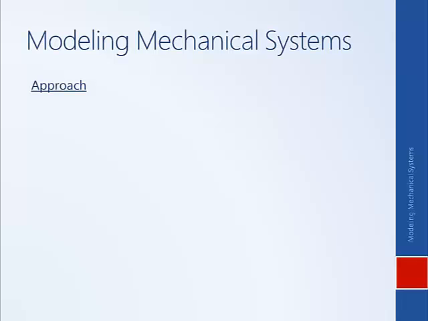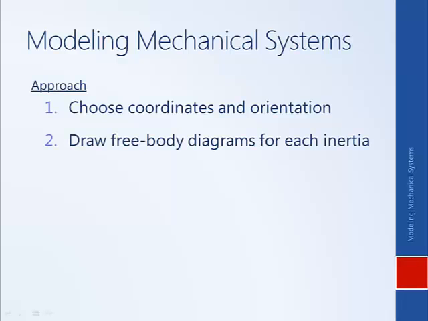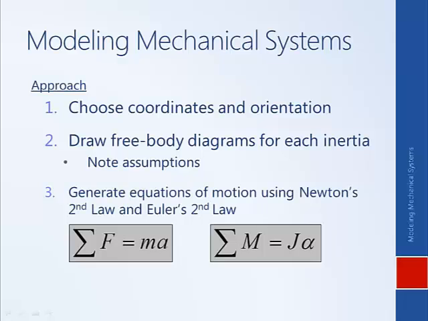In summary, when we want to model mechanical systems, i.e. when we want to generate the differential equations representing the mechanical systems, we're going to follow this approach. First, we're going to choose a coordinate system and an orientation. Then we're going to draw a free body diagram for each inertia. When we do that, we will note various assumptions, such as assuming viscous friction or assuming a linear spring. Then we will generate the equations of motion, i.e. the differential equations, using these two equations we showed previously, Newton's second law on the left and the rotational version of Newton's second law. And then finally, we will attempt to double check our results to verify that our equations of motion, the differential equations that we've generated, make intuitive sense.